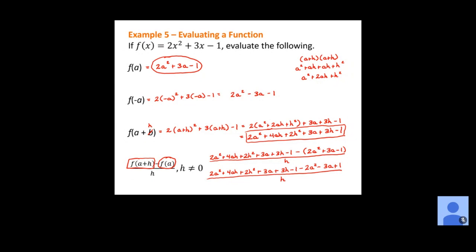All right, now I'm going to combine like terms. Okay, so if we look here, we have a 2a squared, but we also have a negative 2a squared. So 2a squared minus 2a squared, those terms are going to cancel each other out. I also have some a terms that I can combine. We have a positive 3a and a negative 3a. Those two terms are going to cancel each other out. And then finally, we have a negative 1 and a positive 1. And a negative 1 plus 1 becomes 0, so those terms cancel each other out.